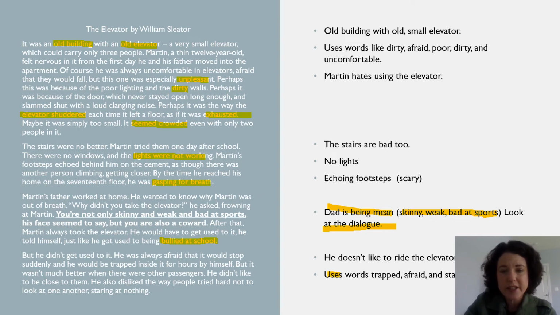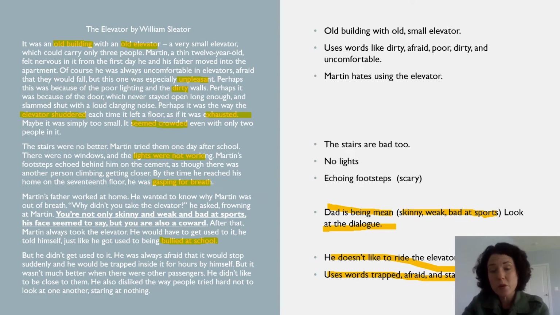Here we see words like trapped, afraid, and staring at nothing. He doesn't like to ride with people. All of that really is setting us up to know that this is not very positive. The tone isn't very happy. The tone isn't playful. And Martin is really worried. The mood I feel is I feel bad for Martin right now. I'm worried for him. I'm feeling a little anxious about his time in this new apartment with this elevator.